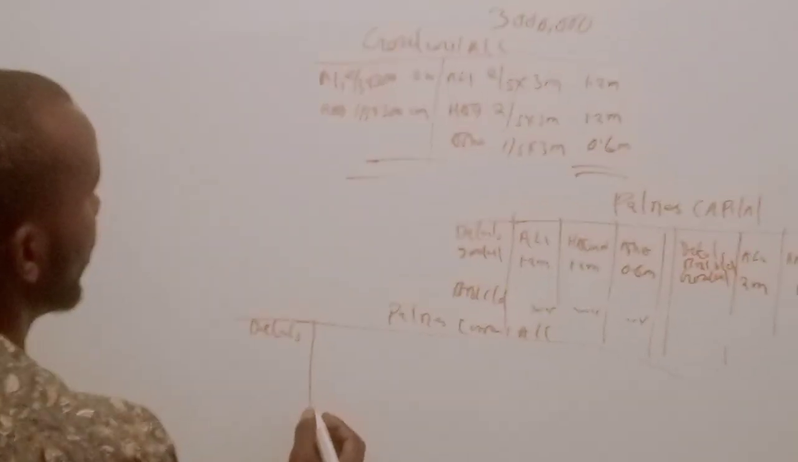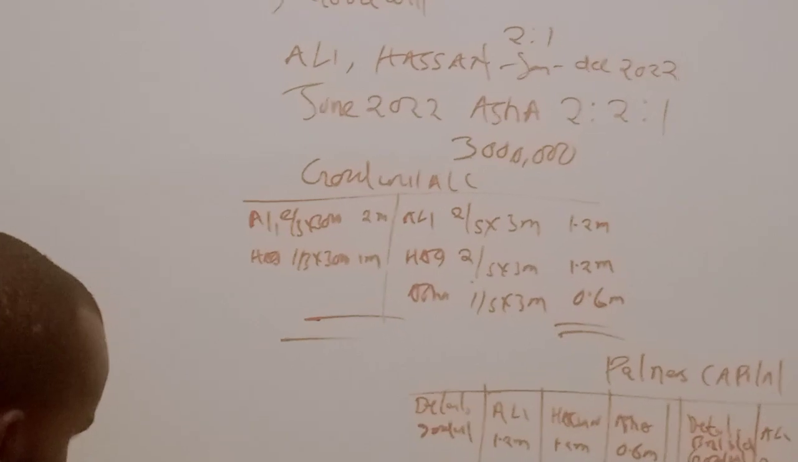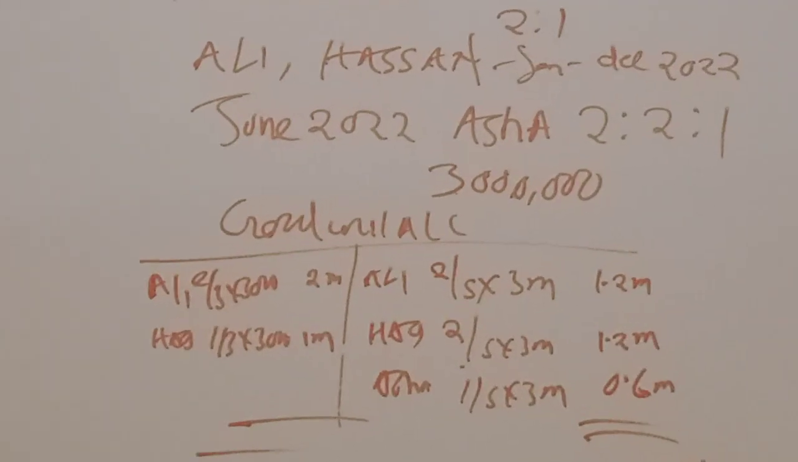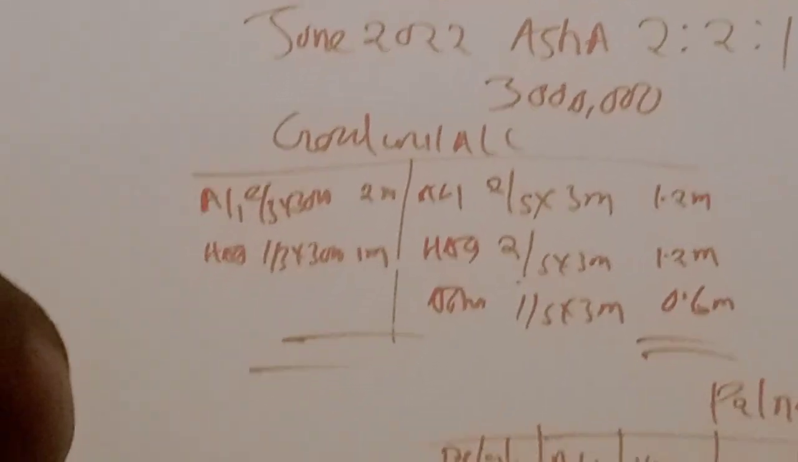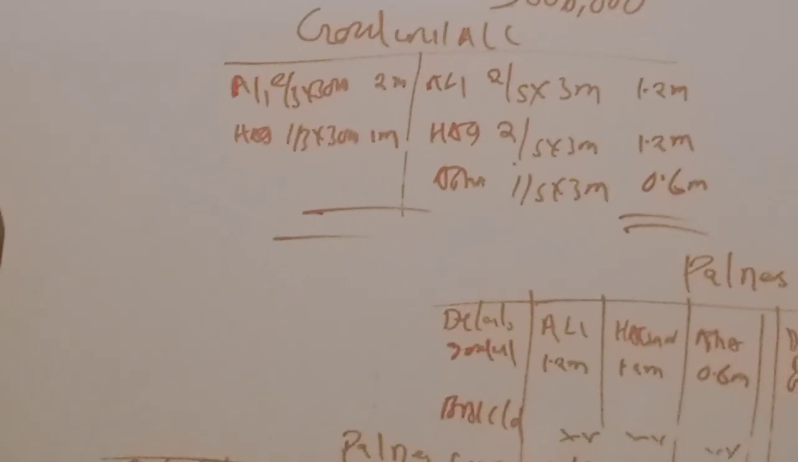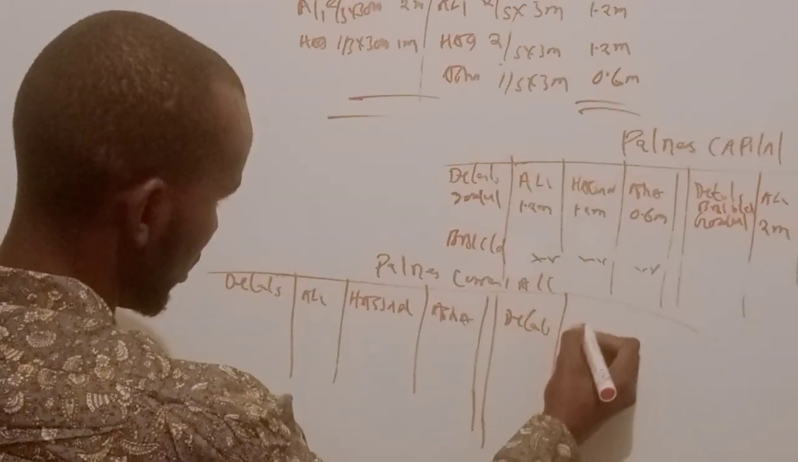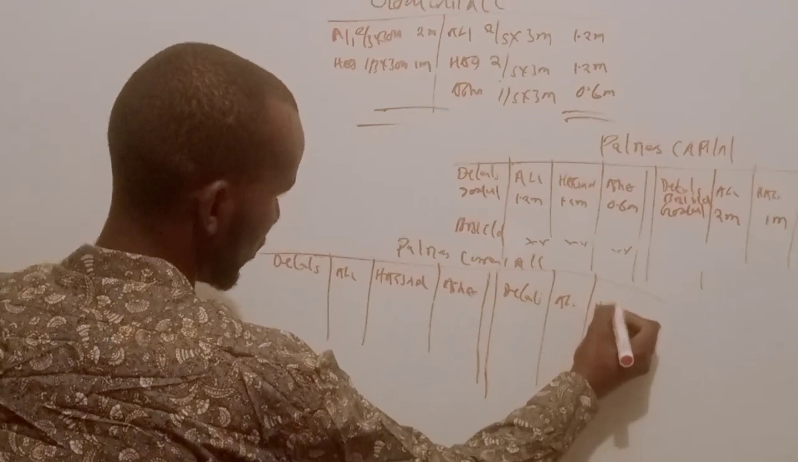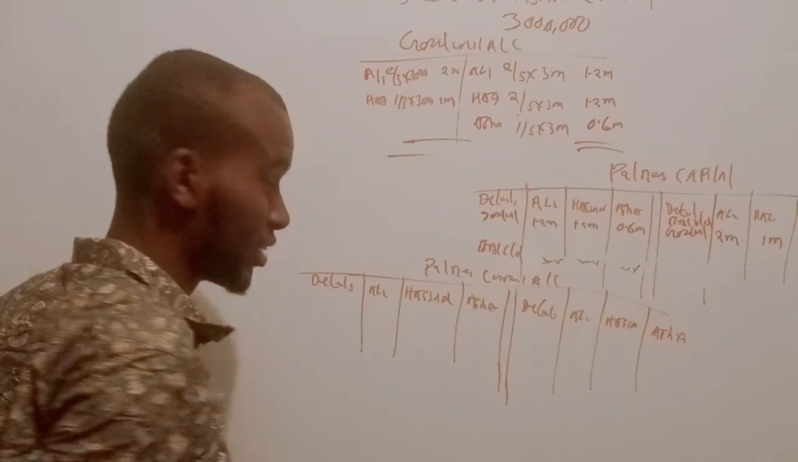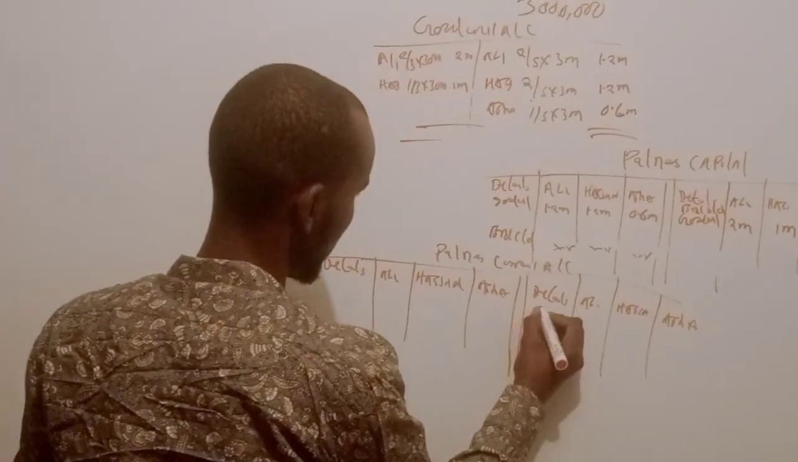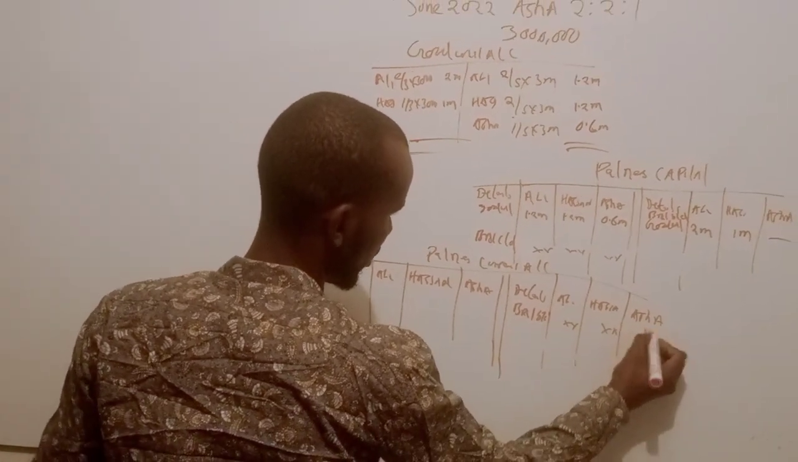We have Ali. We also have Hassan. And then we have Aisha. Then we have details: Ali, Hassan, and then Aisha. Now for partner's current account, the first thing you record is the balance brought down. Balance brought down, you record it there.